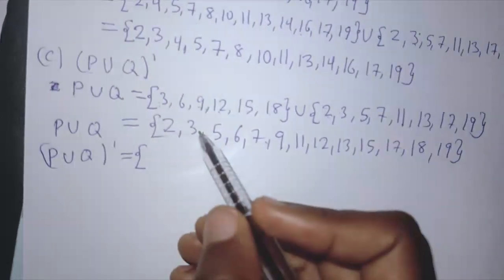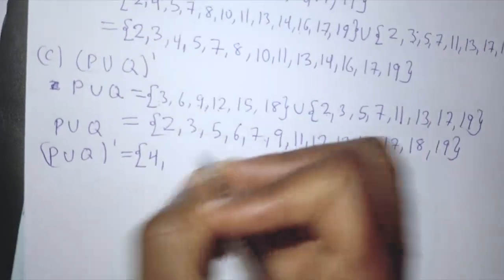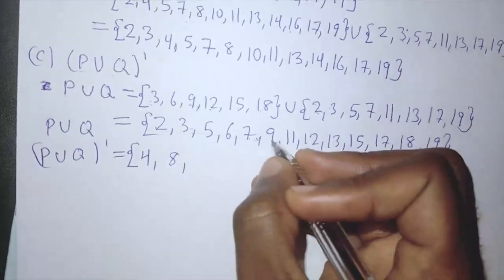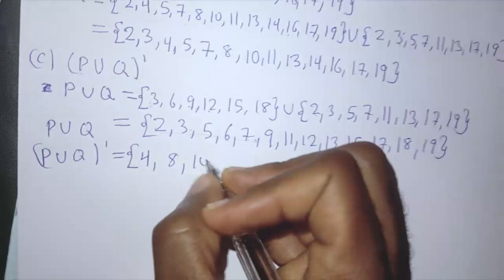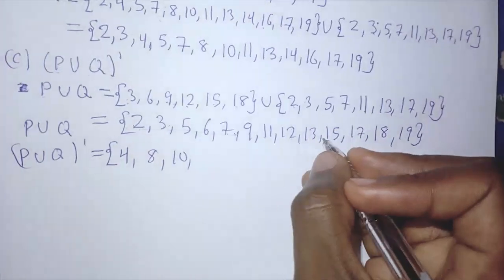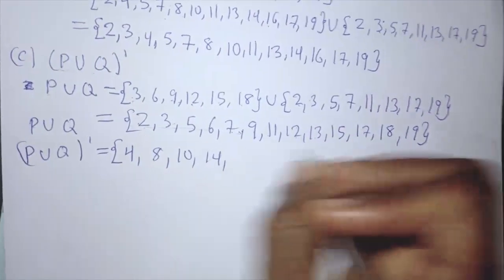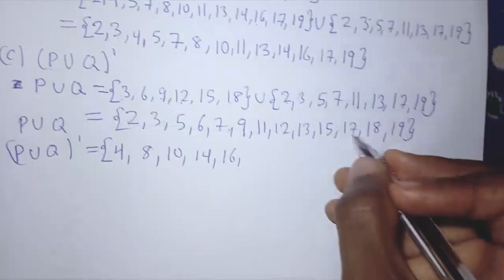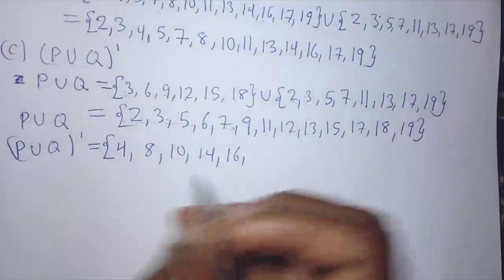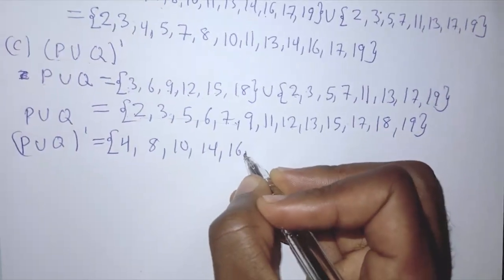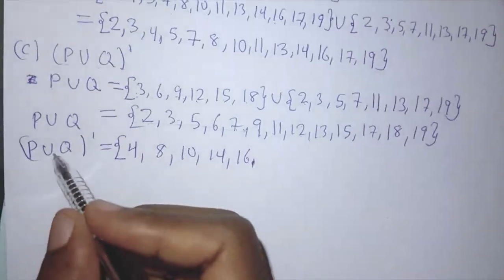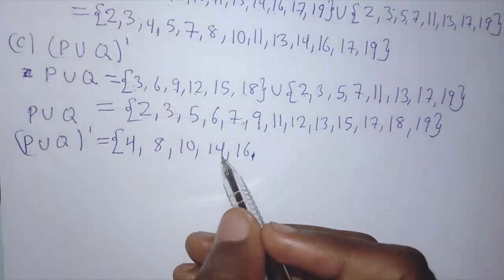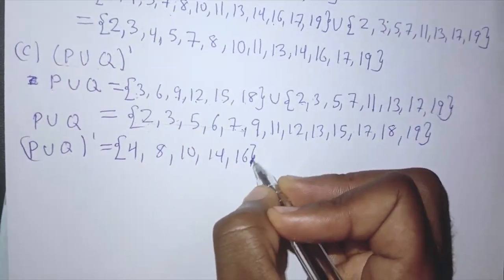So 2 is here, 3 is here, 4 is not there, so you include 4 here. 5 is here, 6 is here, 7 is here, 8 is not here, 8 will be in the complement. 9 is here, 10 is not here, 10. 11, 12, 13 are here, 14 is not here, 14. 15 is here, 16 is absent, 16. 17, 18, 19 are here. So these are the elements in the complement. So P union Q complement is 4, 8, 10, 14, and 16.